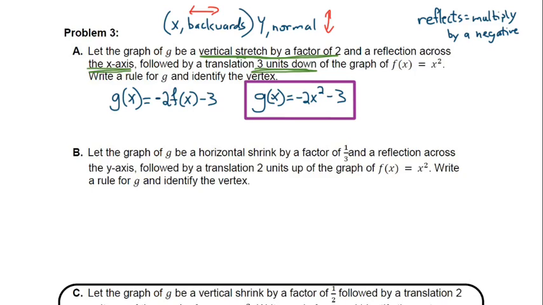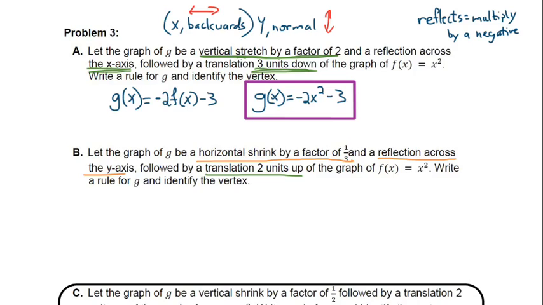Letter B, let the graph of G be a horizontal shrink by a factor of 1/3 and a reflection across the y-axis, followed by a translation 2 units up. Alright, so let's start with the inside. Figure out what's inside. We have a horizontal shrink by 1/3. So that's an inside, to go left and right. A reflection across the y-axis is also inside. And then 2 units up is outside.